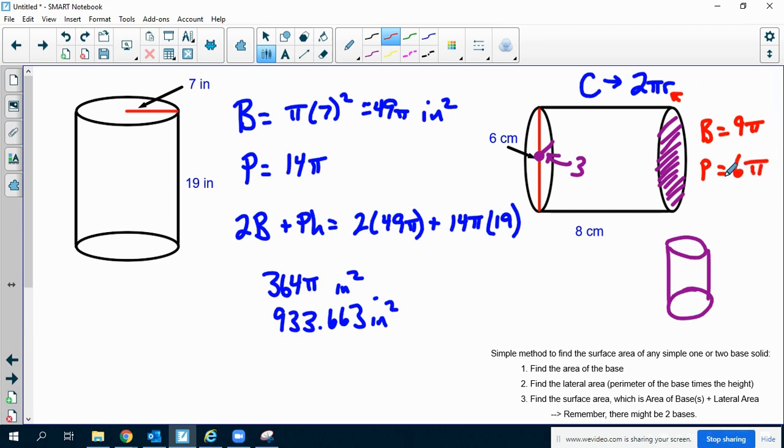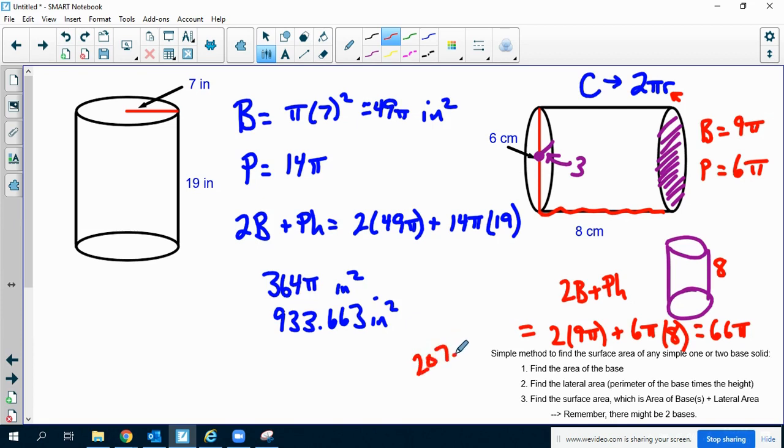So that's 6 pi. So I have 2b plus ph, which is 2 times 9 pi plus 6 pi times the height, which is 8. Notice that this would be 8 if I put that circle on the ground. So that's 18 pi plus 48 pi, which is 66 pi. And if I wanted a rounded answer, I would get 207.345 centimeters squared.